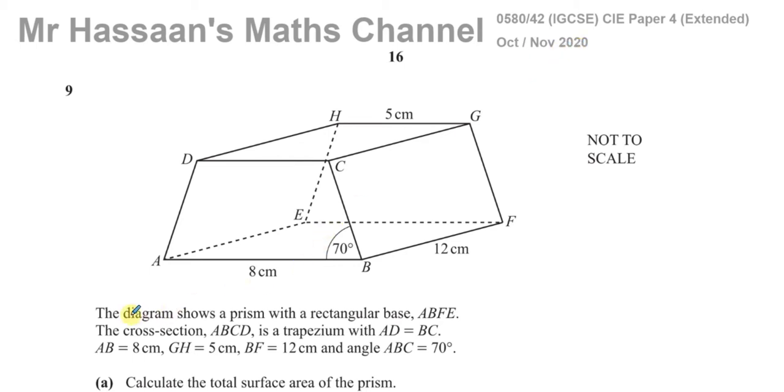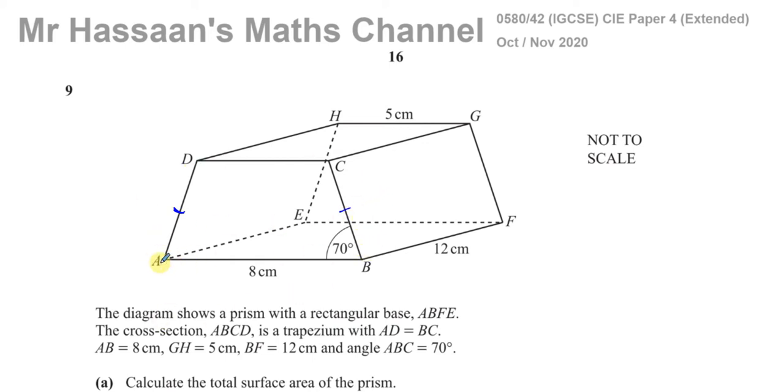This question is about this prism, which has a rectangular base, ABFE, and the cross-section of this prism is a trapezium, ABCD. And AD and BC are the same length. So these two lines are equal in length. So this is basically an isosceles trapezium, this face.